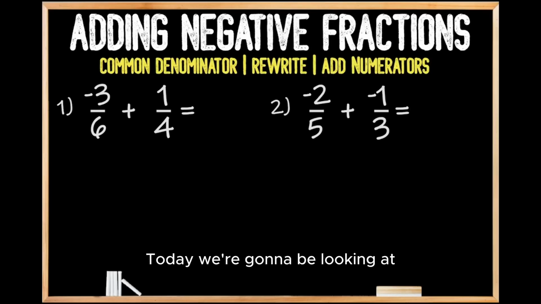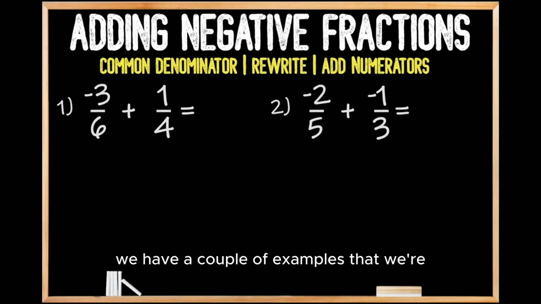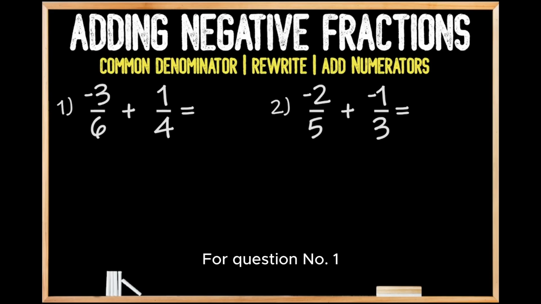Today we're going to be looking at how to add negative fractions. To show this, we have a couple of examples that we're going to work through together here, so let's get started. For question number 1, we're being asked to add negative 3/6 and 1/4.